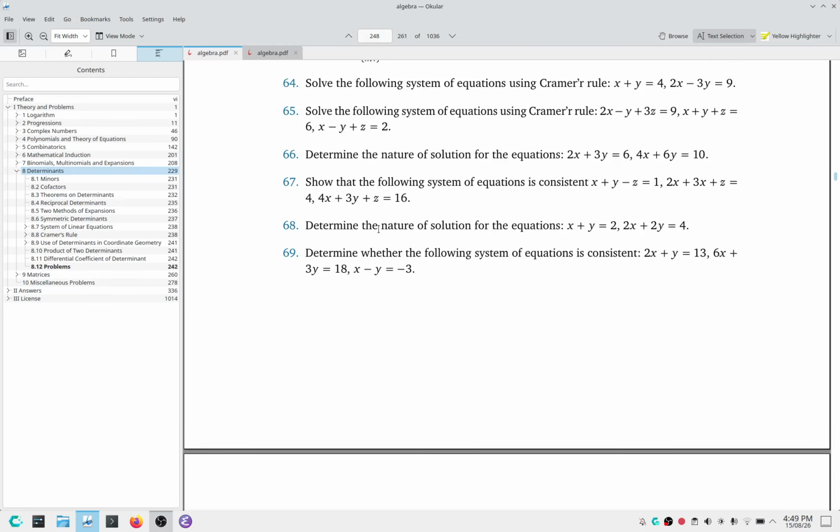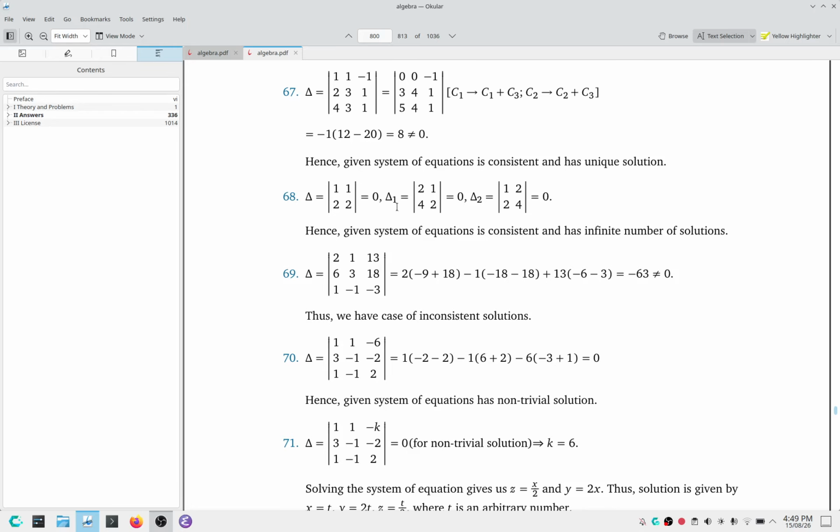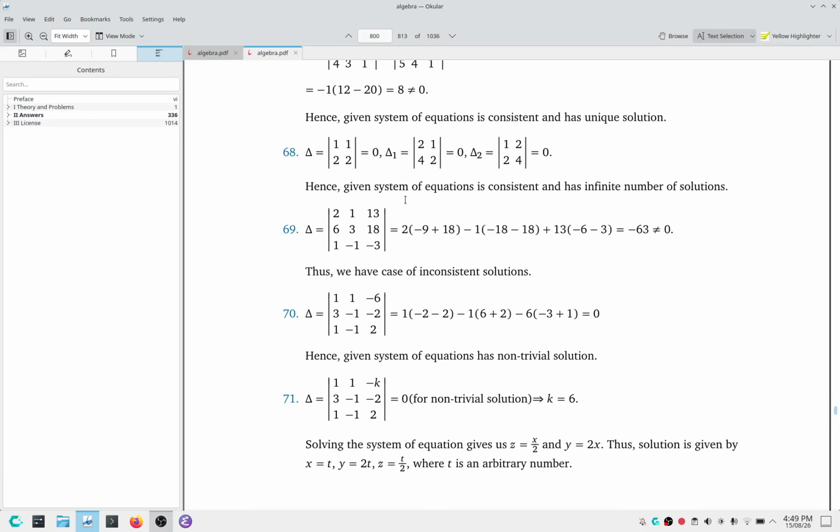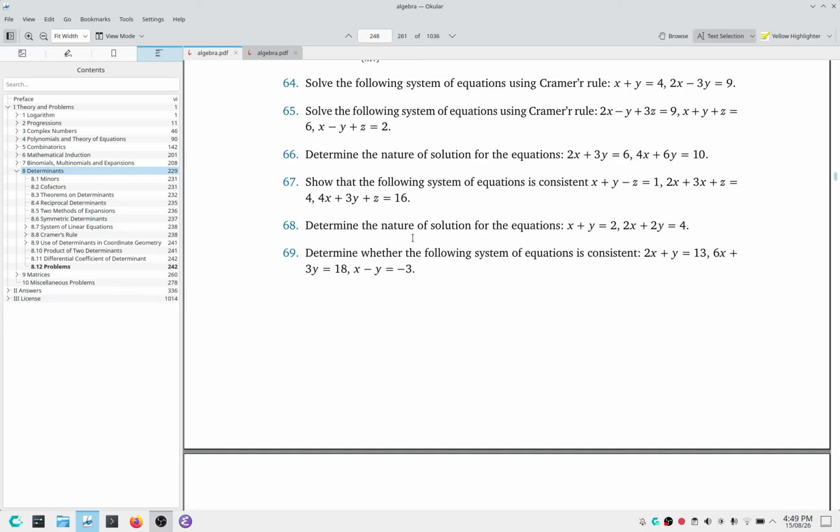Question 68 says determine the nature of solution of the equations x plus y is equal to 2, 2x plus 2y is equal to 4. So here delta will become 0, delta 1 is 0, delta 2 is also 0. So the given system of equations is consistent and has an infinite number of solutions.